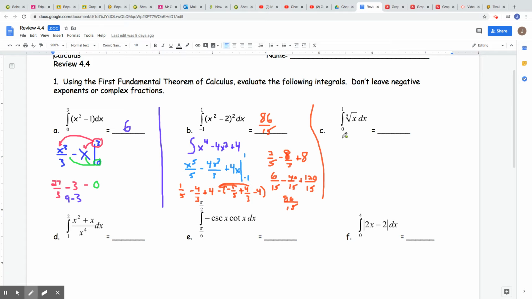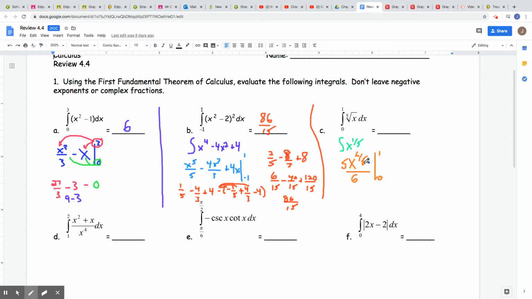All right. Before we do this, let's change this to x to the 1/5. All right. That's x to the 1/5. So now we do our power rule. We add 1 to 1/5, and we get 6/5. But we take the reciprocal. You can't put 6/5 here. So the 5 stays on top, and the 6 goes on the bottom. And we're going to plug in 1. We're going to plug in 0.